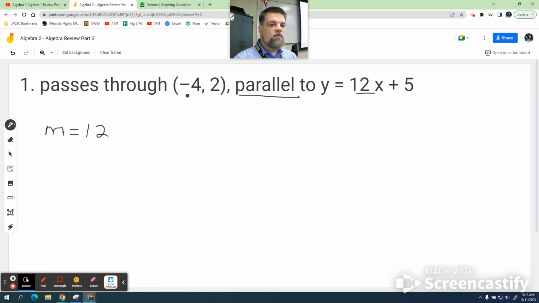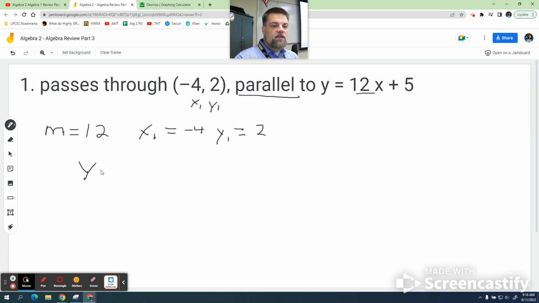It has to pass through the point negative 4 comma 2, which is x1, y1. It's early, Monday morning. All right. X1, y1. So that means that my x sub 1 is negative 4. My y sub 1 is actually 2. What's the next step to get the equation of the line? What do we do?